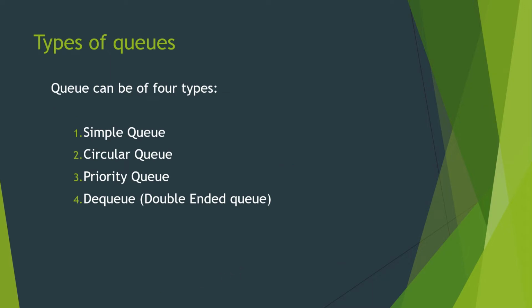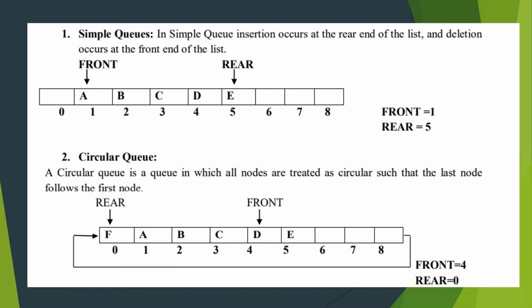There are different types of queues in data structures. Queues can be classified into four types: simple queue, circular queue, priority queue, and DQ, which we also call a double-ended queue. First, let me explain what a simple queue is. A simple queue is also called an ordinary queue. In the ordinary queue, insertion occurs at the rear end of the list and deletion occurs at the front end of the list.